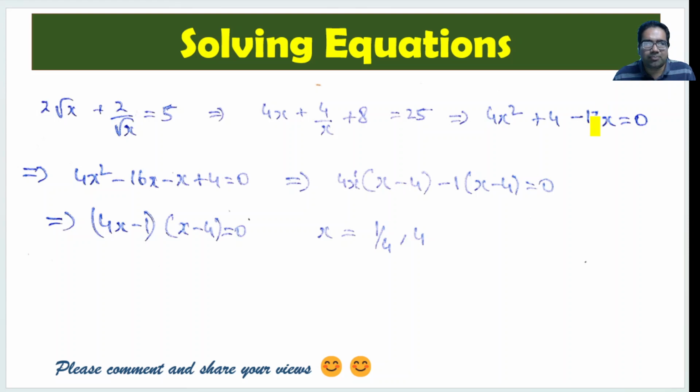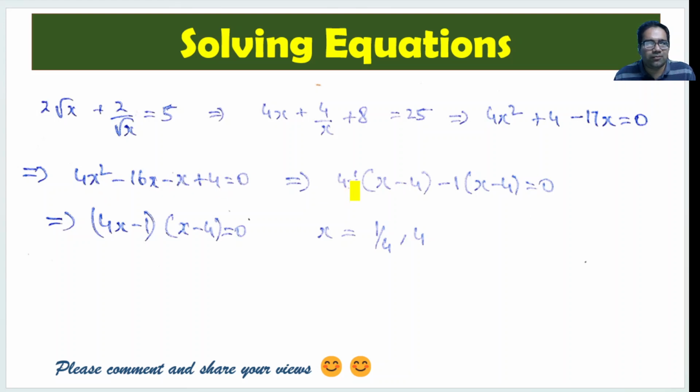So that the product of it, minus 16 into minus 1, will become 16, which is product of 4 and 4, as well as minus 16 plus minus 1 will become minus 17. So that's how we split 4x square minus 16x minus x plus 4 equals 0.